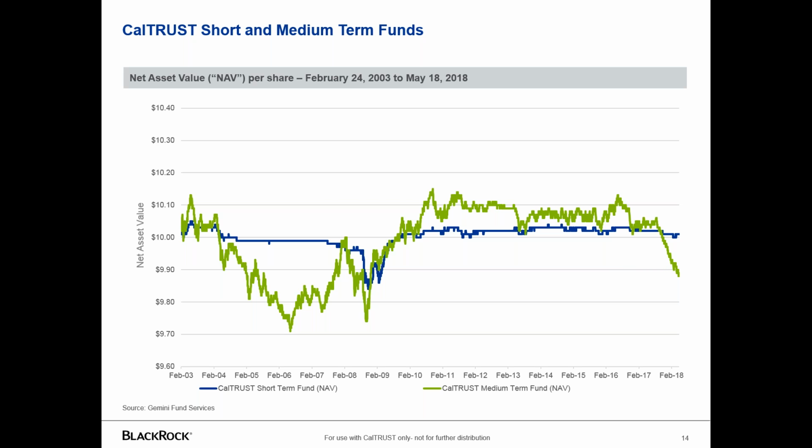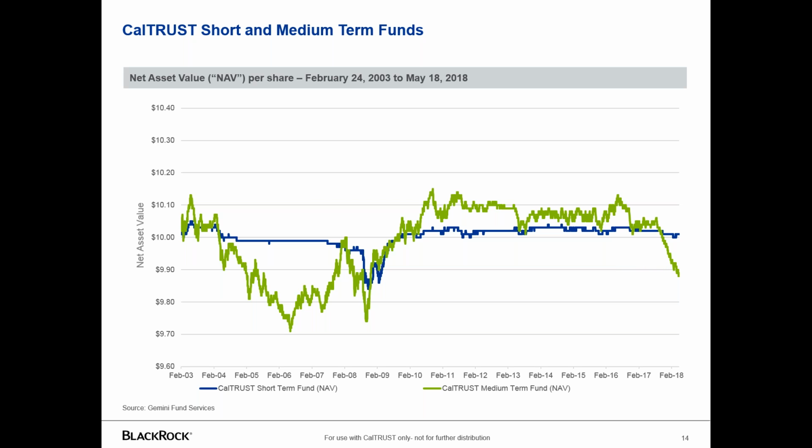Okay, and then the next question we have, and you slightly answered it there, is: do we foresee greater principal loss in the medium-term fund, which you answered, but then also the short-term fund, given the expected rate increases this year?